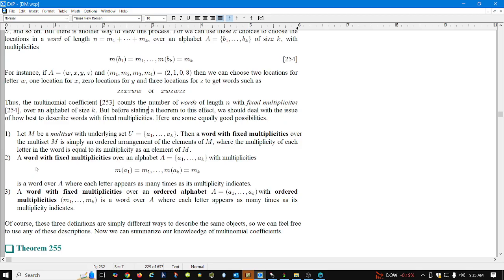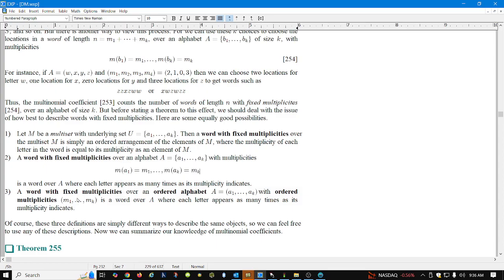Another way would be to say that a word with fixed multiplicities over this alphabet, with these multiplicities, is a word over the alphabet where each letter appears as many times as its multiplicity indicates. This is probably the most direct, simplest way to describe a word with fixed multiplicities. The problem is you have to write all this out each time, which is generally not a big deal.